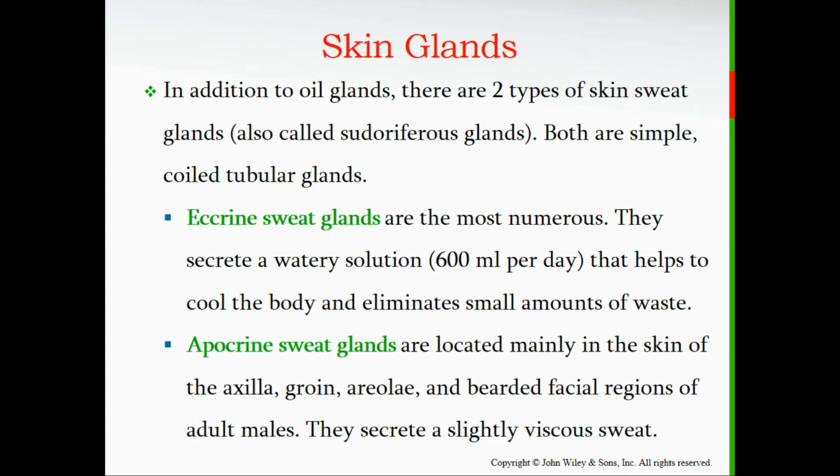Apocrine sweat glands, on the other hand, are located mainly in the skin of certain areas, primarily the groin, the areola of the breasts, the armpits, the bearded facial region of males, and their sweat is very viscous or oily sweat. And these typically do not turn on until puberty.